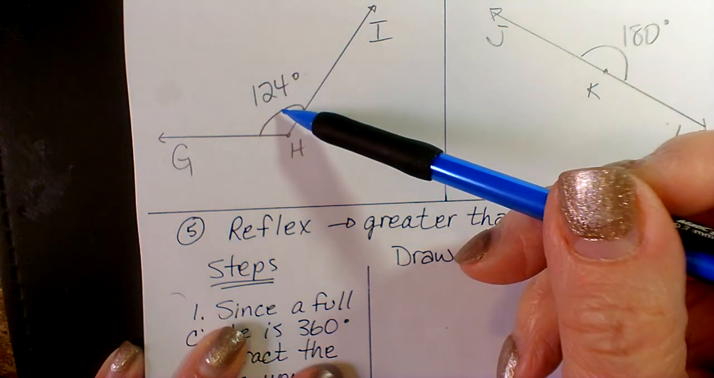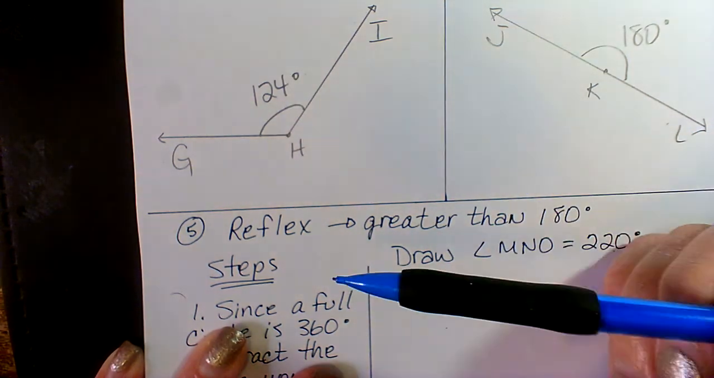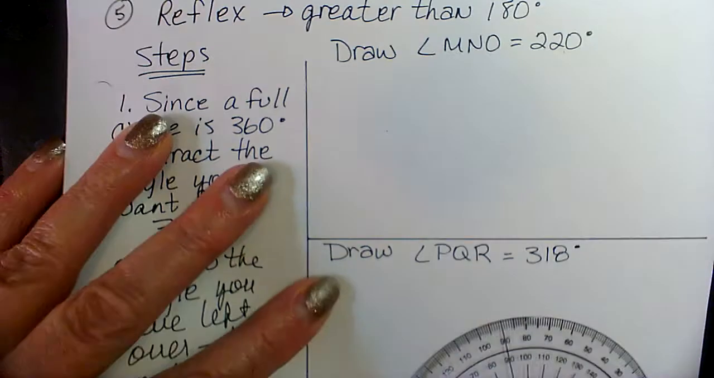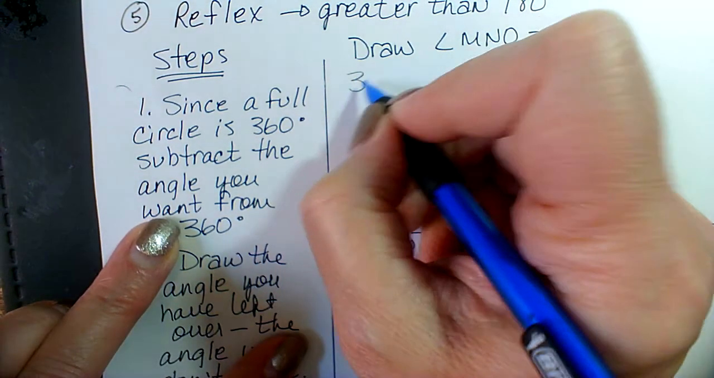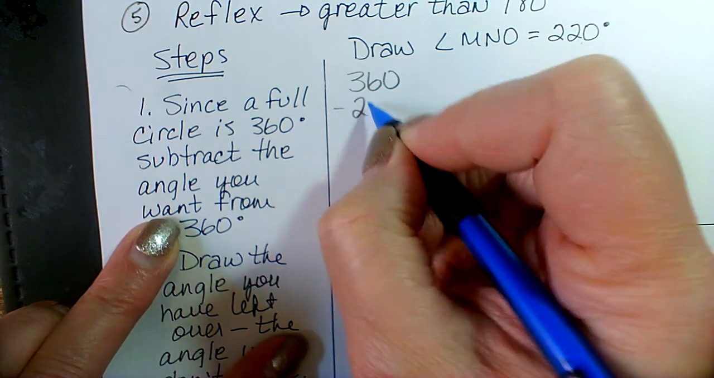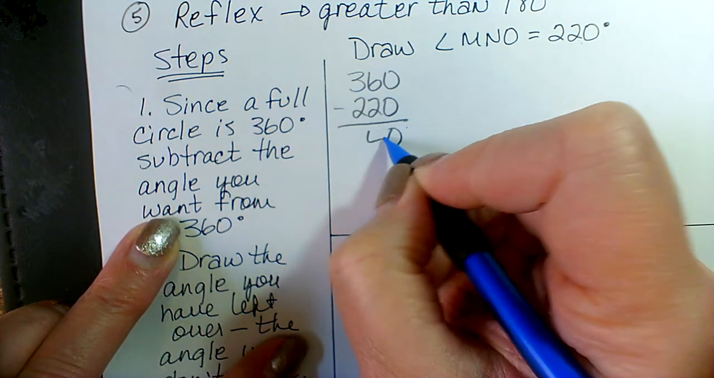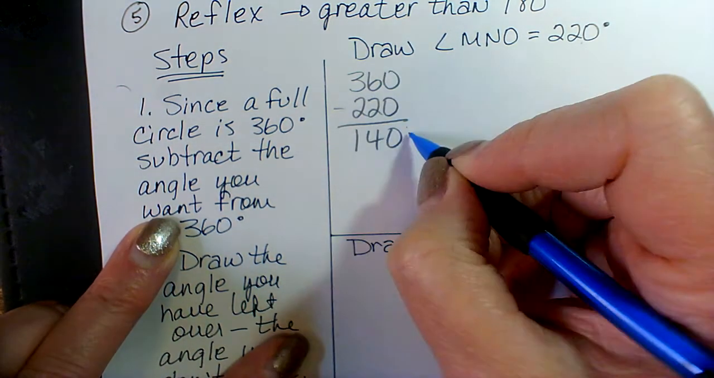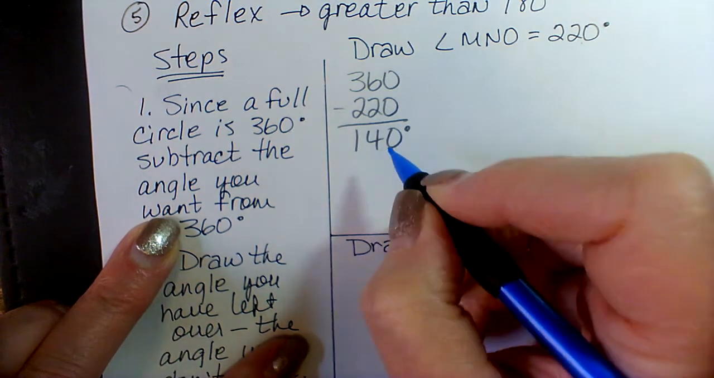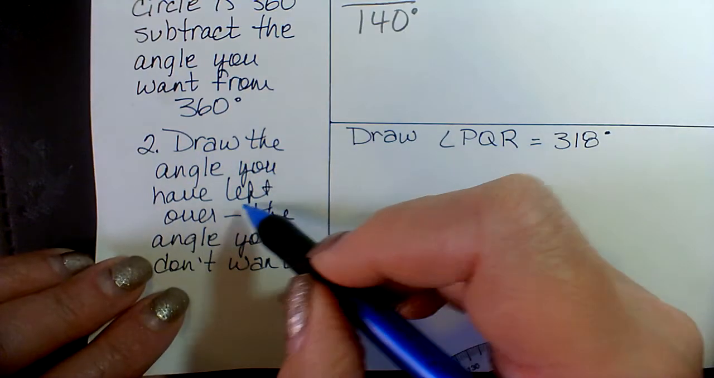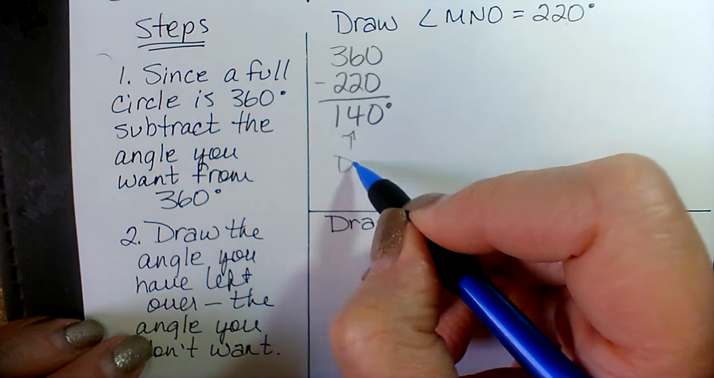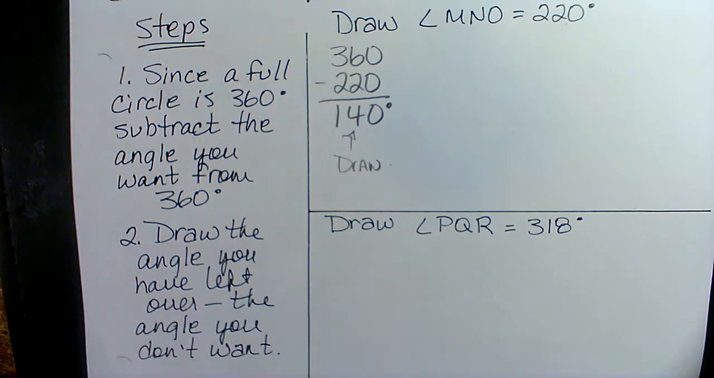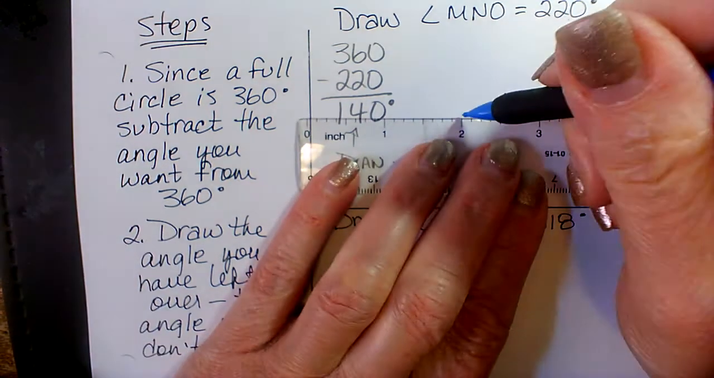Well, I know how to draw these angles, so draw those angles and then label your opposite side. So take your full 360, subtract off the angle that you're trying to find, right? And draw this angle. I don't want this angle. It says draw the angle you have left over, the angle you don't want. I'm going to now draw this angle. All right? So I'm going to draw 140.